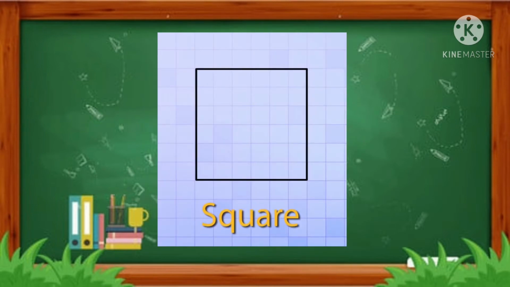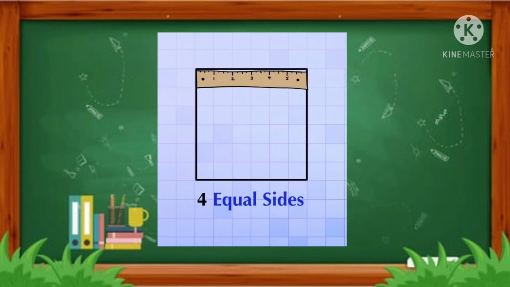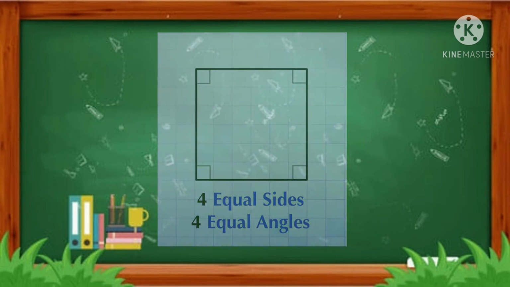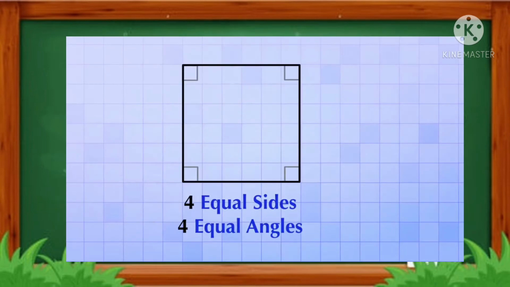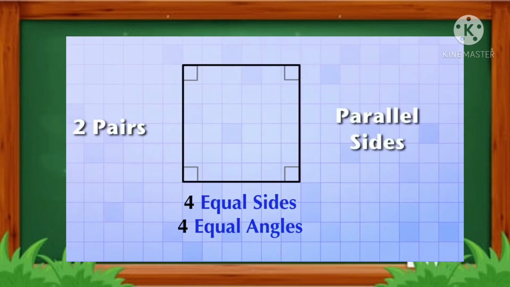An example of it is a square. A square is a special kind of quadrilateral because its 4 sides are equal, and the angles are exactly the same size. In fact, they are all right angles. It is also formed by 2 pairs of parallel sides, this one and this one.